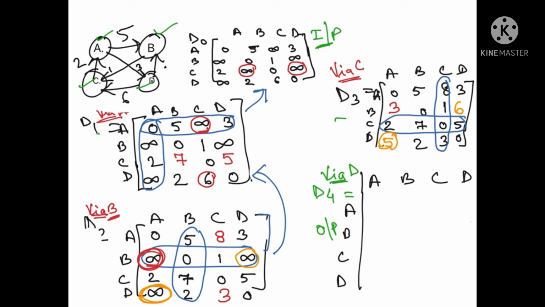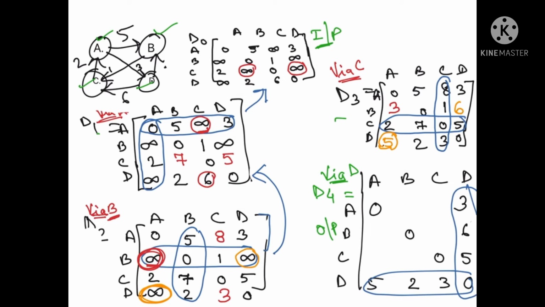Okay, so let us do this. The first important thing is 0, 0, 0 and 0, which you already know. And this time, the one which will be the same: this will be 3, 6, 5 and 0, and this will be 5, 2, 3 and 0. So this time the last one remains the same.